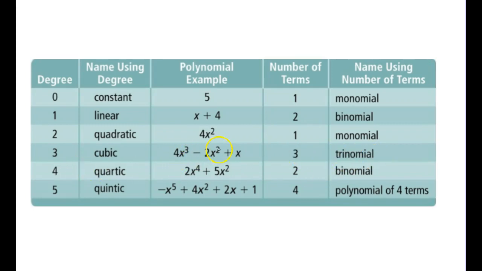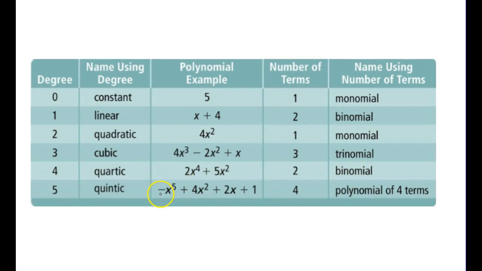This would also be written in standard form because we're going from the highest degree 3 down to a degree of 2 down to a degree of 1. So descending order by degree, this would be written in standard form. Fifth example, we have 2x to the 4th plus 5x squared. Highest degree is 4. We're going to call that a quartic. There's only 2 terms, so it is a binomial.